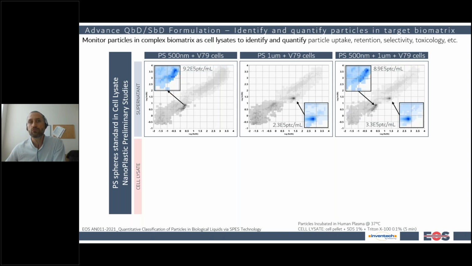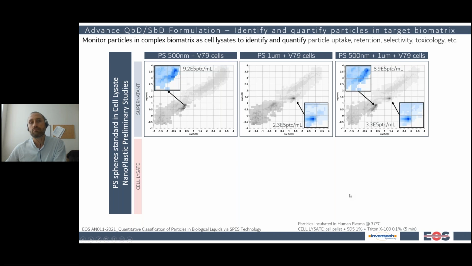But now we have to face something more complex. We want to check if the particles are inside the cell. How can we do that? We can take the cells and clean them in a very proper way. We can then lyse them via a chemical or a mechanical approach. In this case, we use a chemical approach, dispersing them in a mix of SDS and Triton X-100.